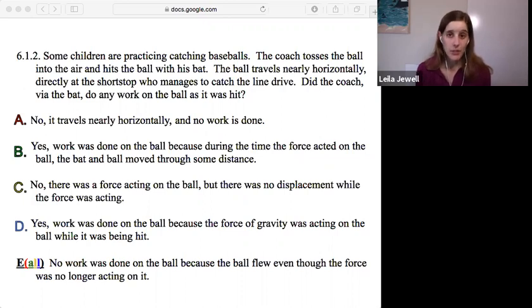So there's a bunch of responses here. A, no, it travels nearly horizontally, no work is done. B, yes, work was done on the ball because during the time the force acted on the ball, the bat and the ball moved through some distance. C, no, there was a force acting on the ball, but there was no displacement while the force was acting. D, yes, work was done on the ball because the force of gravity was acting on the ball while it was being hit. Or E, no work was done on the ball because the ball flew even though the force was no longer acting on it.